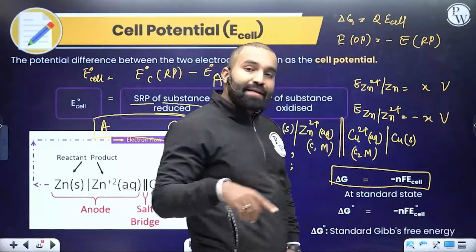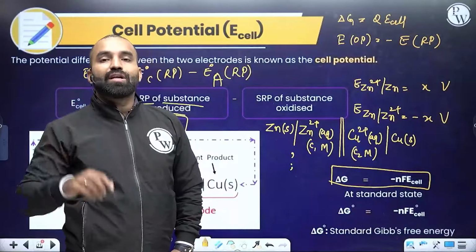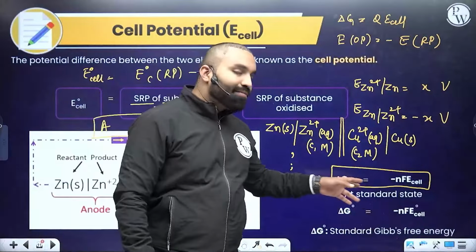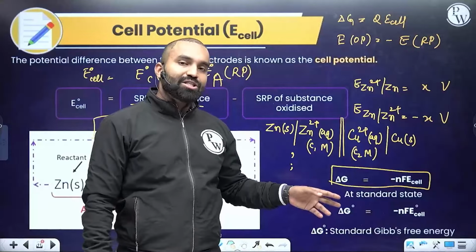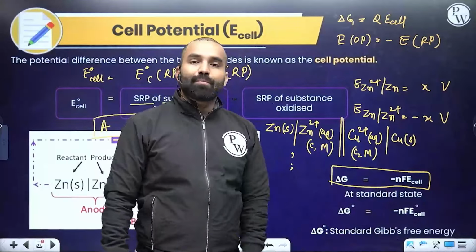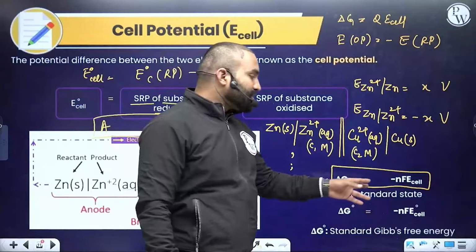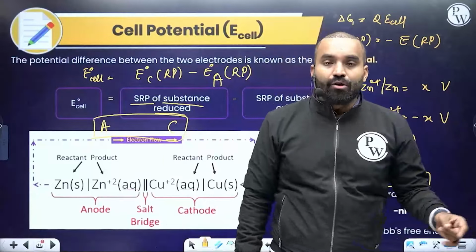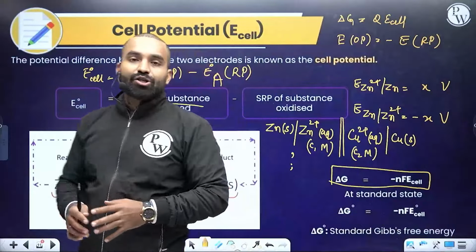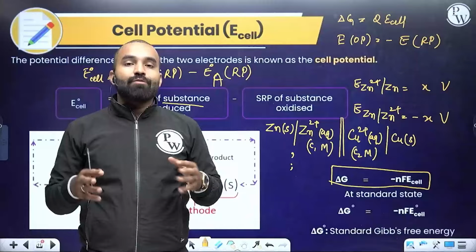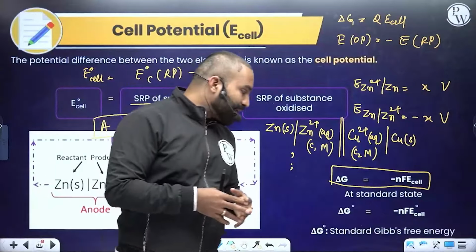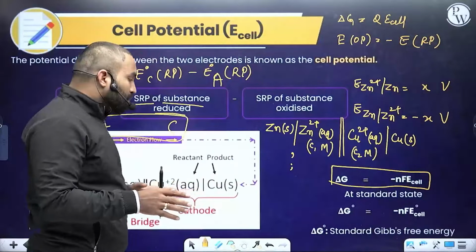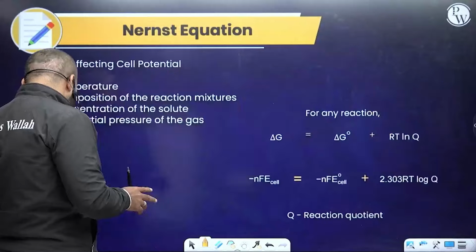Sir, why minus? Because this is a spontaneous process. To have a negative delta G value, we need to have a minus over here. Delta G is equal to minus nFE cell. For a standard state, it will be delta G naught equals minus nFE naught cell. Understood everybody? So far so good? Bol do bhai. Bolte raho.